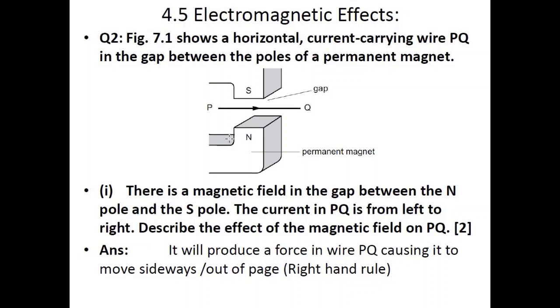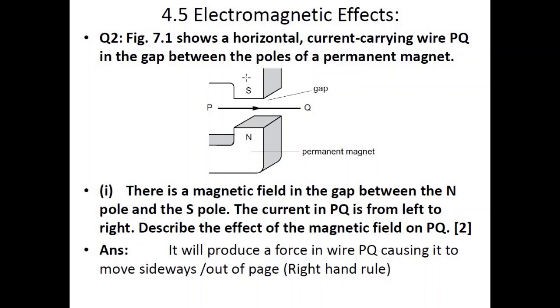The figure shows a horizontal current carrying wire PQ in the gap between two poles of a permanent magnet, S and N. There is a magnetic field in the gap. The current in PQ is from left to right, from here to here. Describe the effect of the magnetic field on PQ. It will produce a force in wire PQ, causing it to move. Now in which direction would it move?